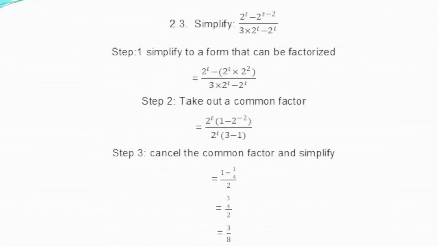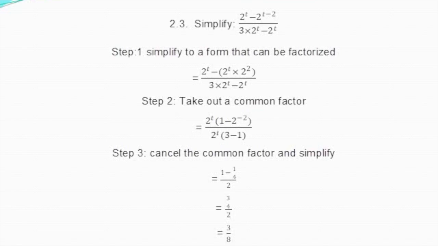Another exponential expression that we need to simplify is 2 to the power t minus 2 to the power t minus 2, divided by 3 times 2 to the power t minus 2 to the power t. Now the first step is for us to simplify to a form that can be easily factorized.